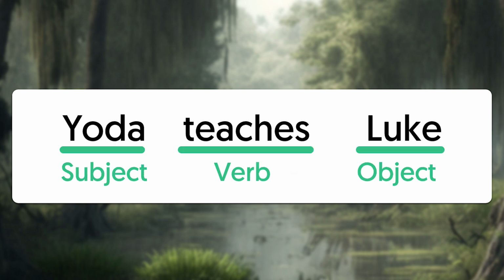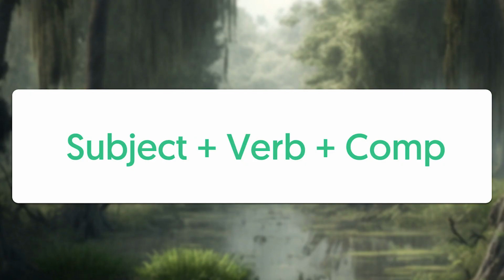An example of that would be Yoda teaches Luke. Yoda is the subject, teaches is the verb, and then Luke would be the object, receiving the teaching, right? Okay, that's pretty simple. But then we have subject-verb complement. Now, what's this? What's the difference between subject, verb, object, and subject, verb, complement? Well, this would be when we have a verb that isn't really an action. Verbs like is, and was, and become.